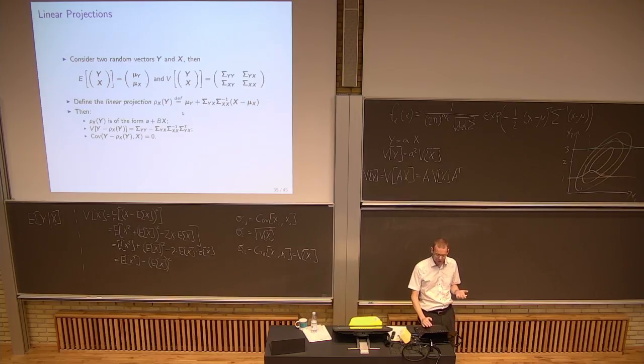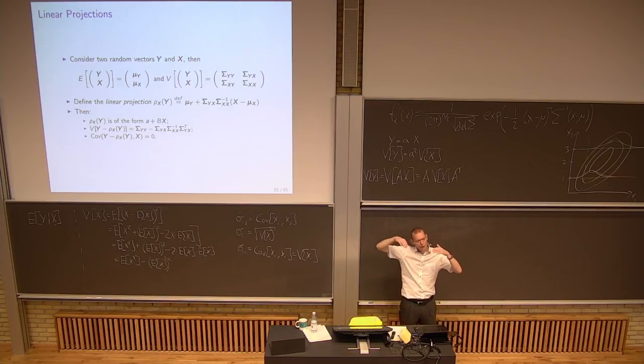So we'll define the linear projection of y on x as the mean value of y plus the covariance matrix between y and x times the inverse of the variance of x times how far x is away from the mean value of x. So what is this? Well, we'll see how it works later on.